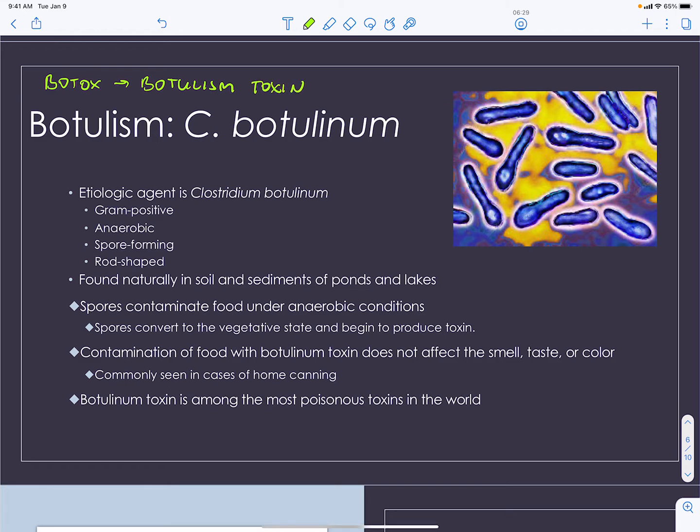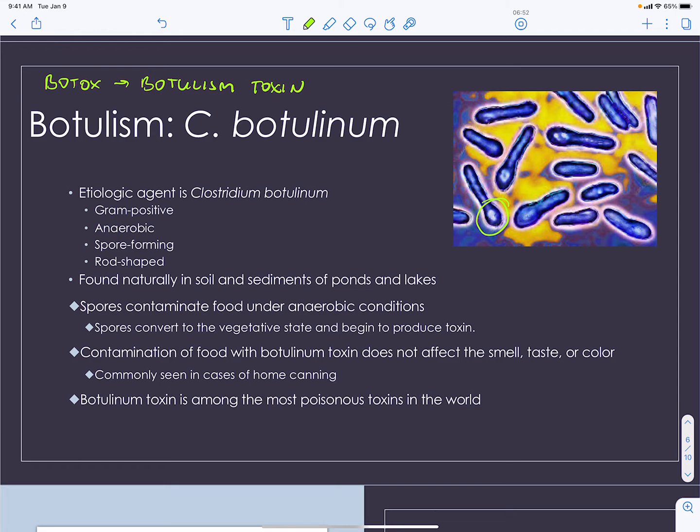So if you get too much of this toxin, it can be very deadly. Botulinum toxin is one of the most potent toxins known to man. Now, Clostridium botulinum, similar to its cousin, Clostridium tetani, are going to be gram-positive, anaerobic, spore-forming, rod-shaped. They again also have endospores that form at the end of the rods.